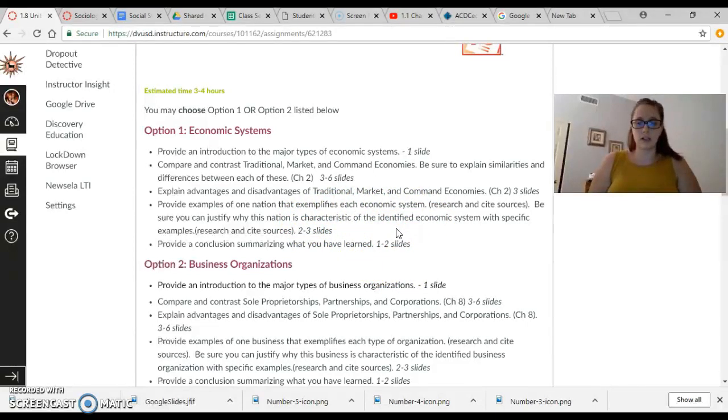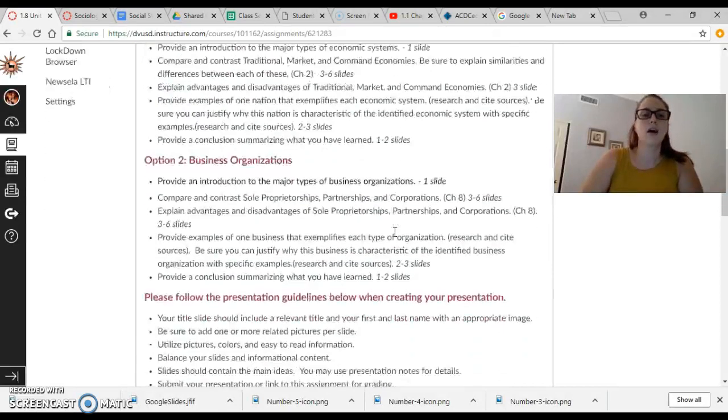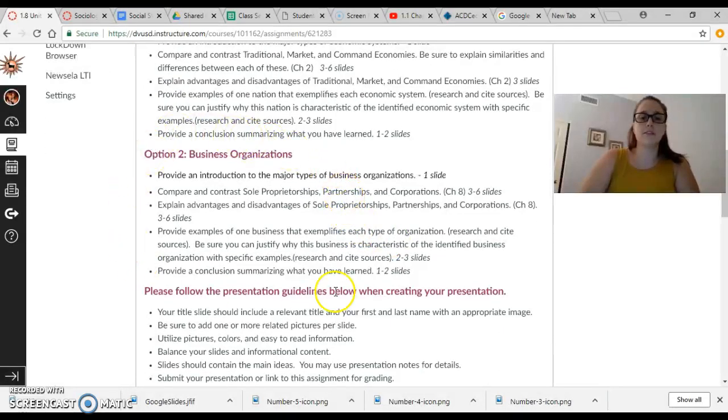You'll need to research and cite your sources, and you must make sure that you can justify why this nation is characteristic of the identified economic system with specified examples. So research and cite those sources, okay? You want to provide a conclusion summarizing what you have learned so you can tell me some of your big takeaways, okay? Your second option, if that does not appeal to you, is business organizations.